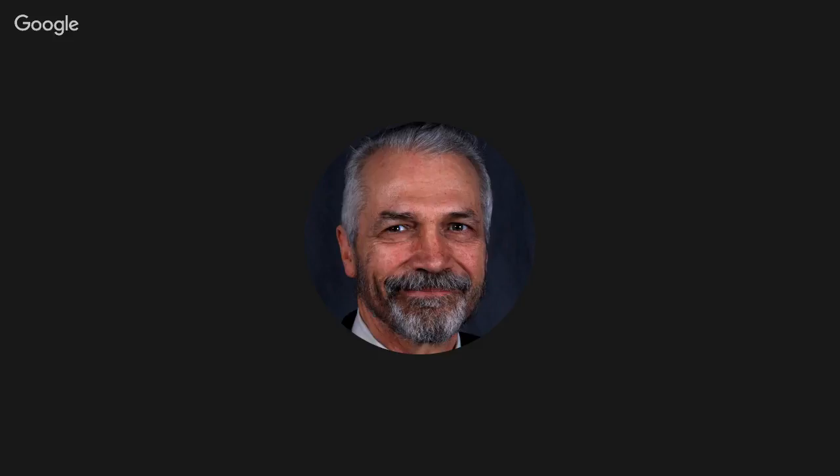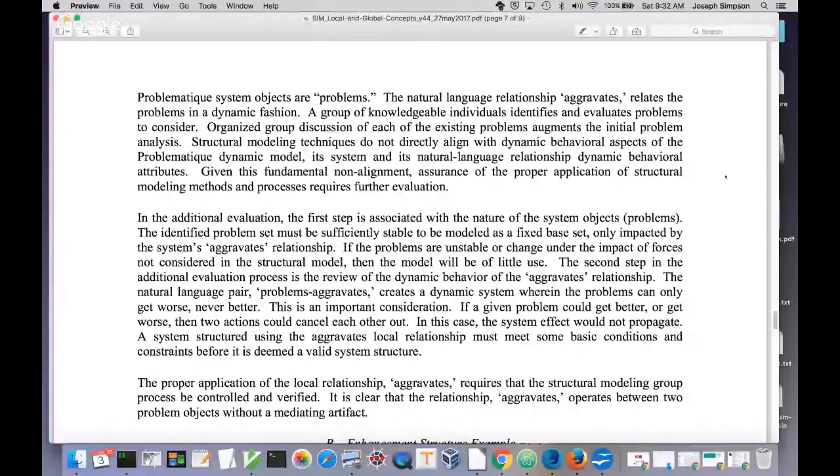And so in the problematique, the system logics are structured, are problems, and the natural language relationship is aggravates. So again, we talk about the non-alignment of these particular activities, because the problem is an active dynamic behavior, aggravates is the active behavior, and we're really doing structural modeling. So there's a little bit of non-alignment there between the modeling technique and the system dynamic types. We talked about this in more detail in Technical Report 7 last month.